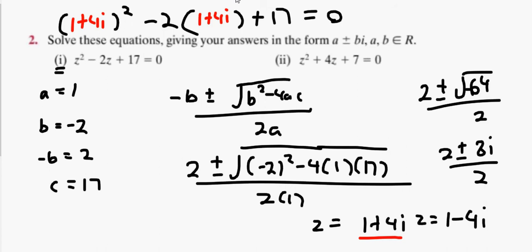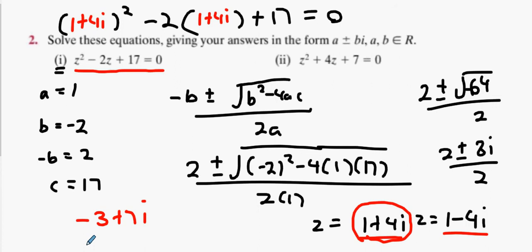Now, does everybody see the way they're normal numbers? See the way a is 1, b is minus 2, and c is 17. Anytime that happens, it results in them being in conjugate pairs. You know what conjugate pairs are? One of them will be 1 plus 4i, the other one will be 1 minus 4i. If one of them is minus 3 plus 7i, the other one will have to be minus 3 minus 7i. That's what conjugate pairs are.